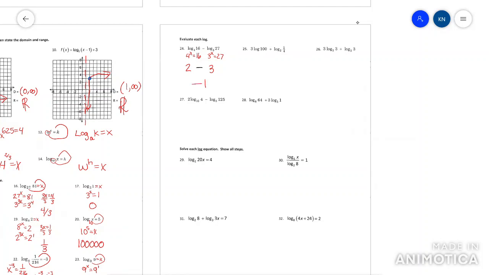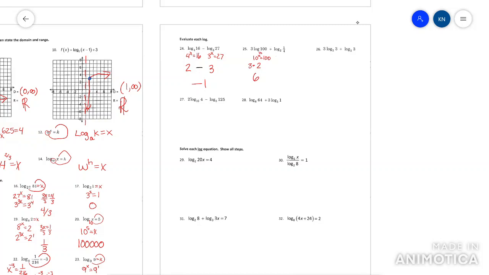All right, this next one. When they have a number in front of it, kind of ignore it for a second. Evaluate this part. It's like 10 to the x makes 100. So it's 2. Now you can go back and be like, oh, okay, well, that 3 was in front. So I have to do 3 times 2, which is 6.